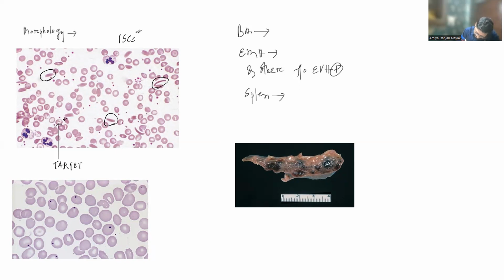This is a target cell. Now, target cells can also happen in various other conditions. A target cell will look something like this. That means there will be a central dot-like area in the RBCs.